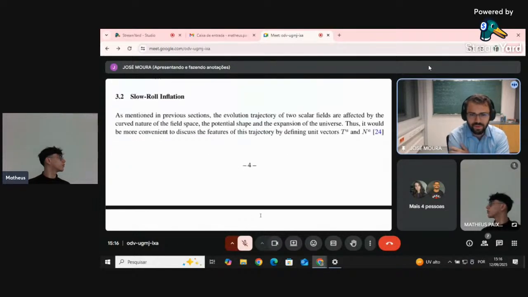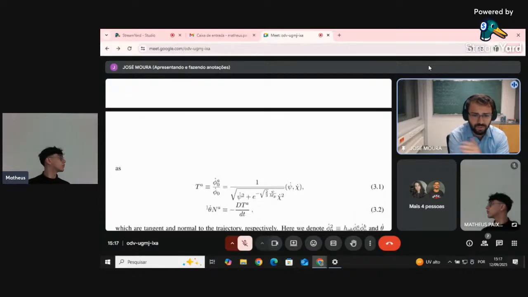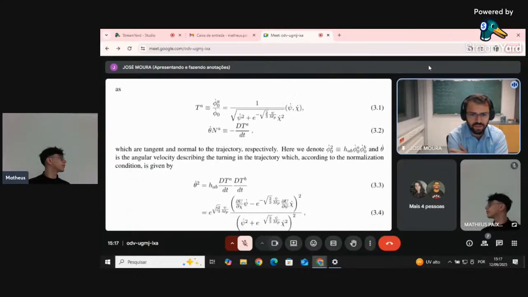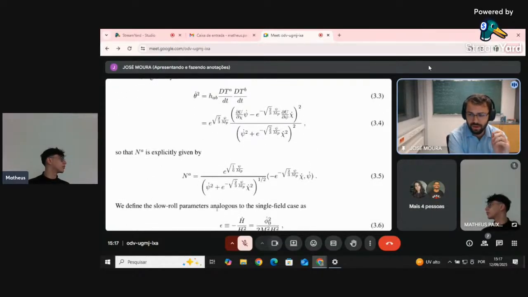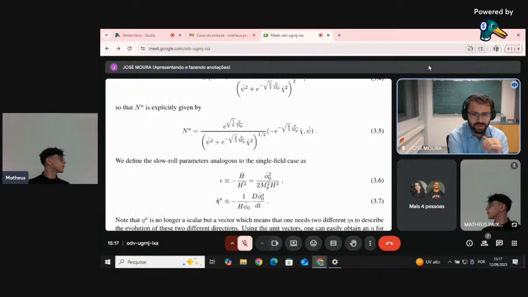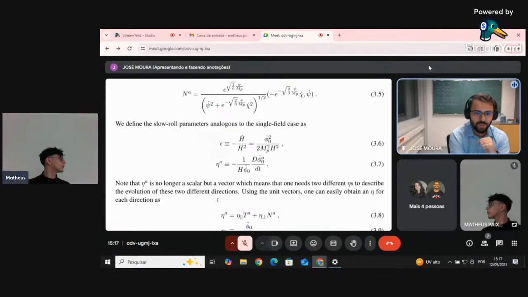Here I'll go very fast because this is just mathematics. What happens is they analyze it in terms of not the fields itself, but in terms of directions of the fields, which is the tangent direction and the normal direction in field space. So they define a different vector space to do this analysis. And the consequence is that these slow roll parameters are a little bit different. You have the usual slow roll parameter epsilon, that has to be very small. But the eta slow roll parameter is no longer a scalar, it's a vector on this specific space, which you can decompose into a parallel direction, which is the tangent one, and a normal direction.